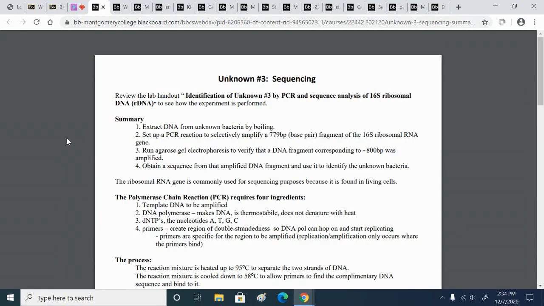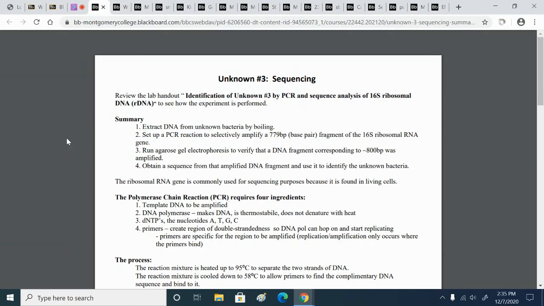And remember, it's the primers that allow for the specificity of the amplification because the primers only bind to the gene of interest. And because that's the only place where it's double-stranded, that's where DNA polymerase will hop on and start replicating. So you set up your PCR reaction and then verify if you actually correctly amplified the right piece. We ran an agarose gel. So we were looking to see if you amplified a piece of the ribosomal RNA gene approximately 800 base pairs long, right?